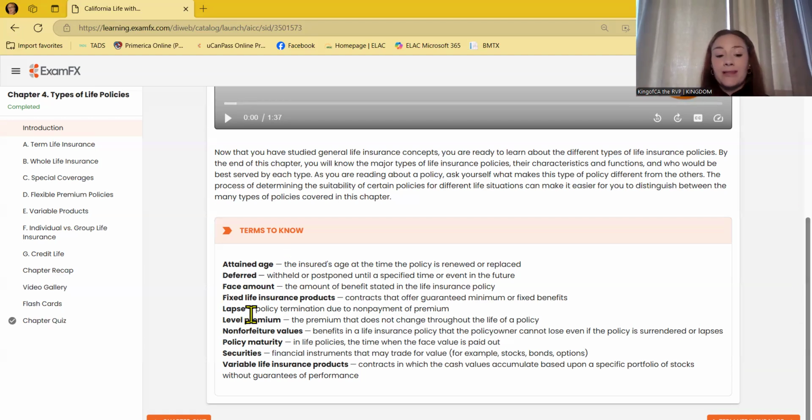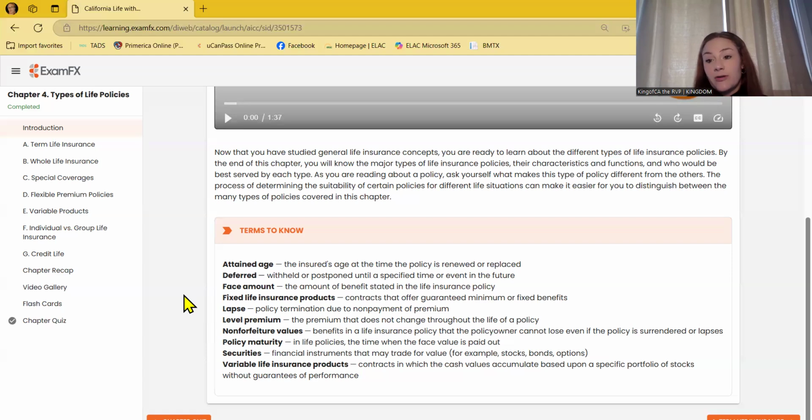Lapse. We already went over lapse, but lapse and cancellation are two different things. Lapse means that the policy is terminated due to non-payment of premium, meaning this person did not pay their life insurance policy premium, and therefore it is going to terminate because of non-payment. If you're canceling, that means you physically have to cancel that policy. You have to call the company and let them know that you do not want this policy any longer, but it's not because you haven't paid, it's because you want to cancel.